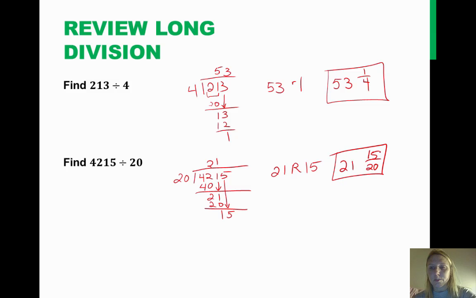I could reduce this one though, because 5 goes into 15 and 20, so I could say 21 and 15 divided by 5 is 3, and 20 divided by 5 is 4. So I could also say this. This would be the most reduced form.